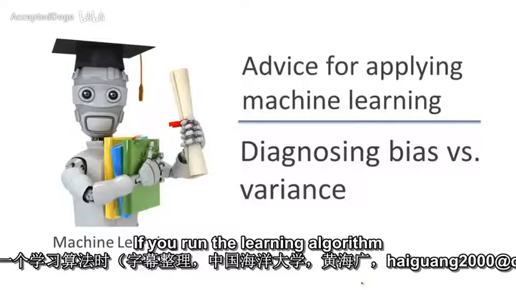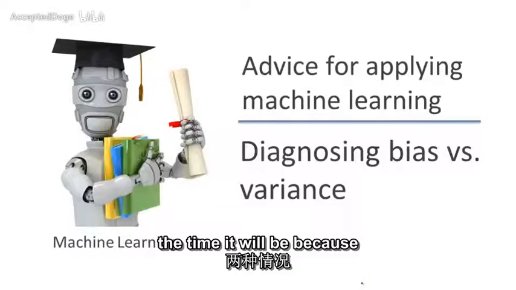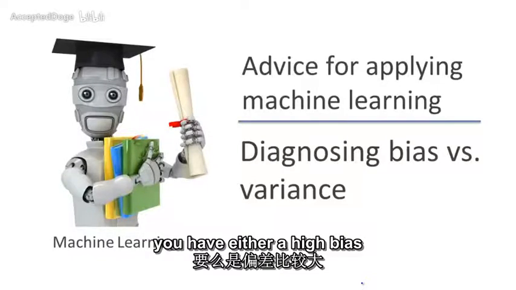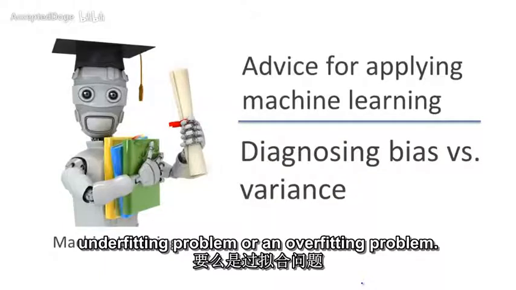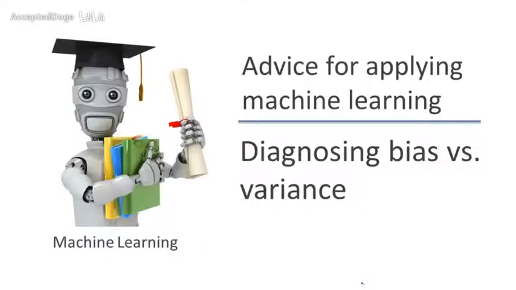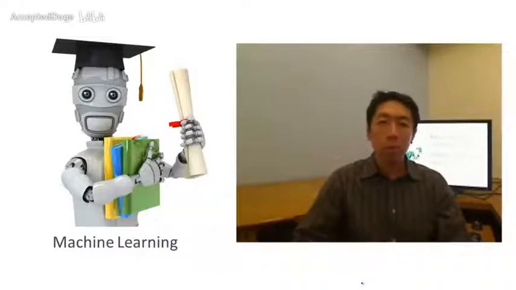If you run a learning algorithm and it doesn't do as well as you were hoping, almost all the time it will be because you have either a high bias problem or a high variance problem. In other words, either an underfitting problem or an overfitting problem. And in this case, it's very important to figure out which of these two problems, is it bias or variance or a bit of both, that you actually have.